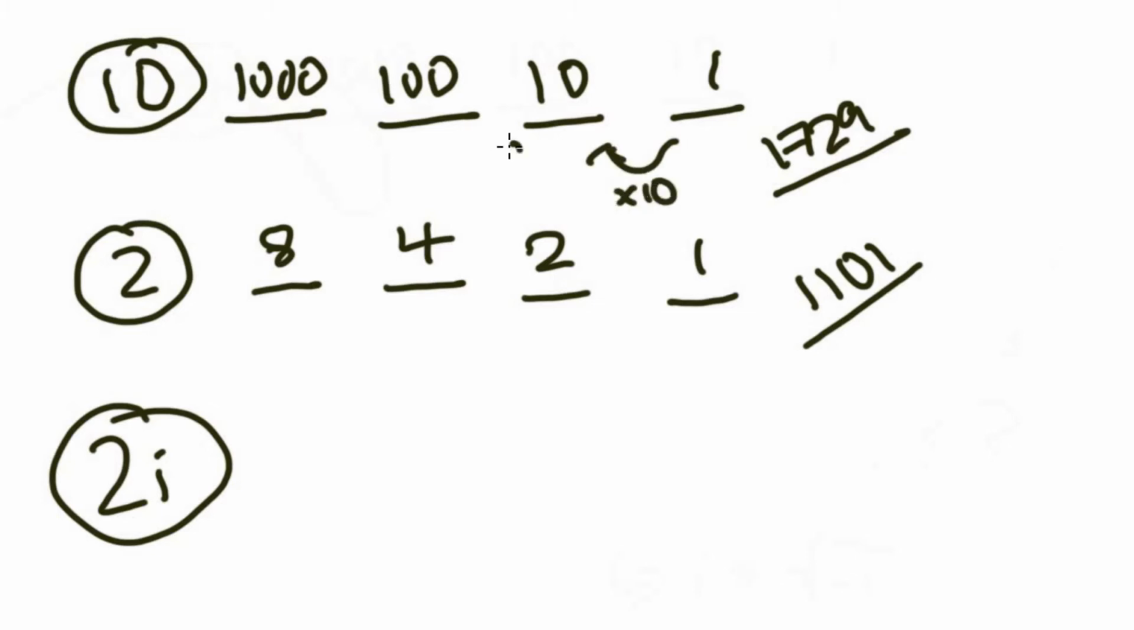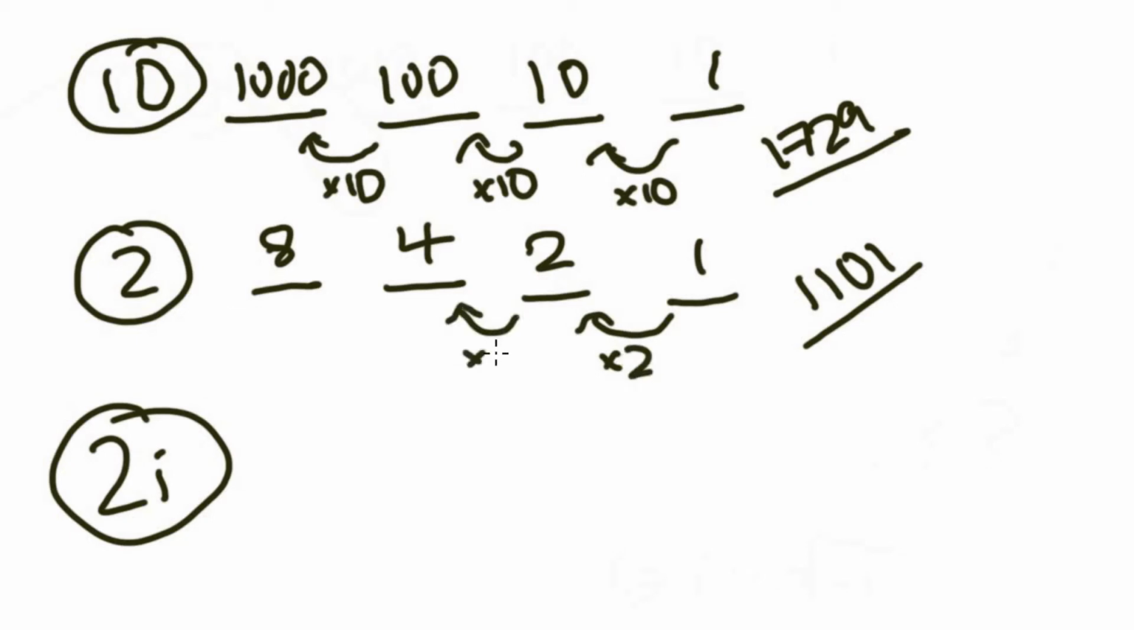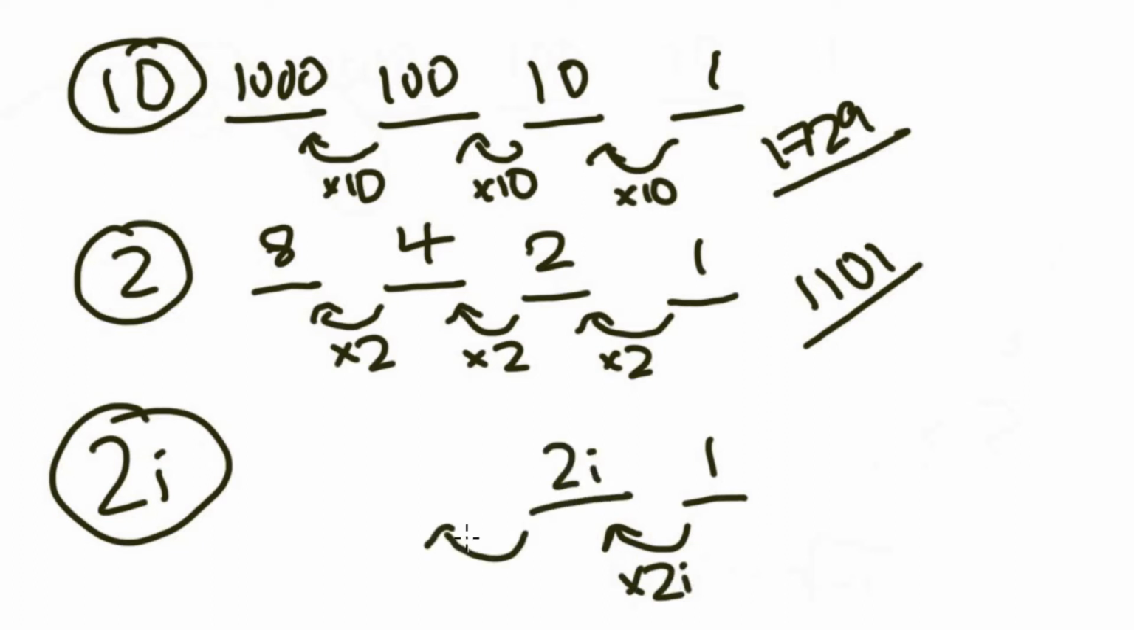Note that to get from one place to the next, in base 10, you multiply by 10. In base 2, you multiply by 2. The same pattern can be followed for IBI. You start with your ones place, then multiply by 2i to get to your 2i's place, then multiply by another 2i to get your -4's place, and then your -8i's place, and so on.